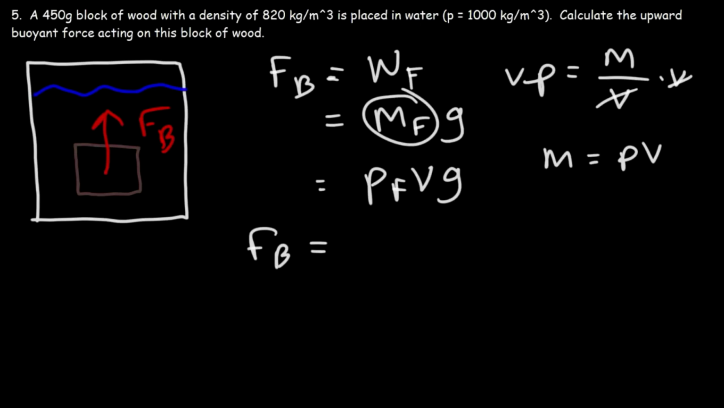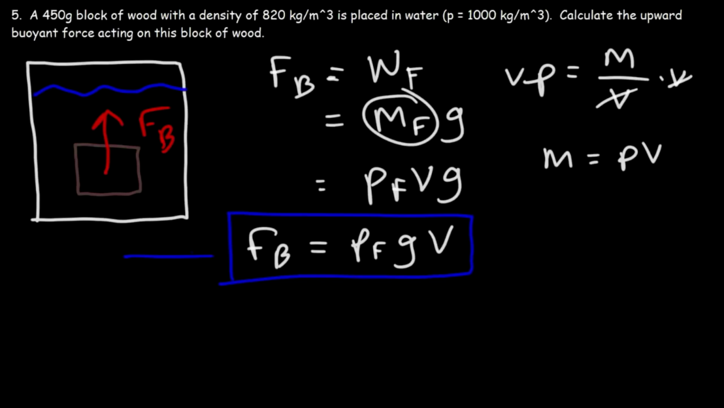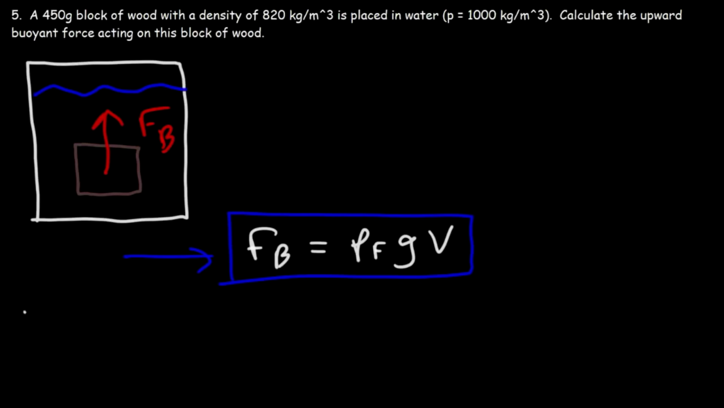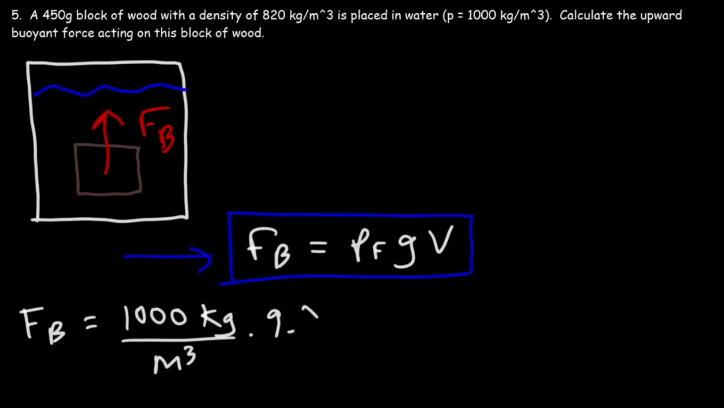So thus we have the equation for buoyant force. It's the density of the fluid times the gravitational acceleration times the volume of the fluid displaced, which is equal to the volume of the object. So this is the formula that we need to use to get the answer. So let's plug in what we know. The density of the fluid is 1,000 kilograms per cubic meter. The gravitational acceleration is 9.8 meters per second squared.